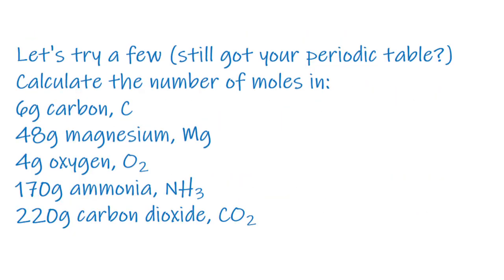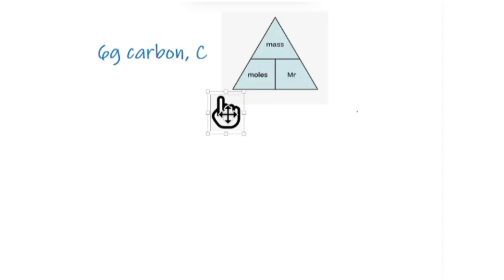So if you've got your periodic table handy, let's calculate the numbers of moles in some samples. 6 grams of carbon, 48 grams of magnesium, 4 grams of oxygen, 170 grams of ammonia, 220 grams of carbon dioxide. Pause the video, work them out, and then look for the answers. So, if you can remember how to use the formula triangle, Mr. Moles with a mass on his head works every time.